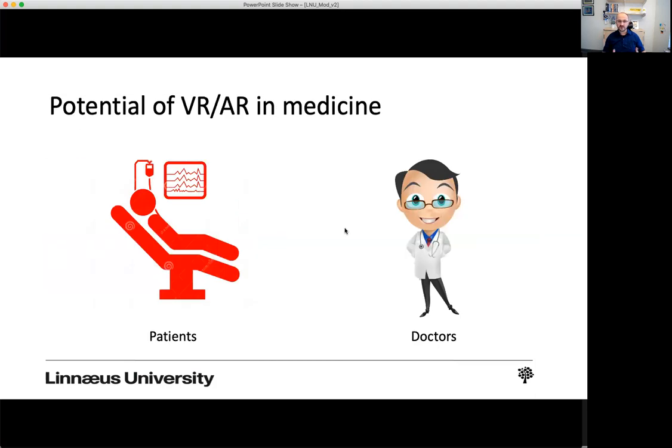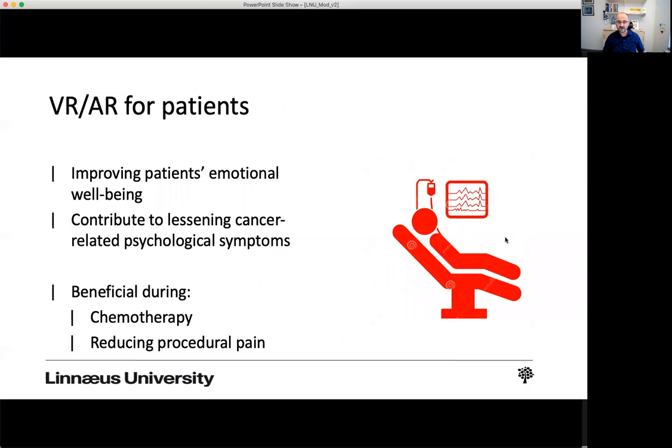VR and AR can be used in medicine, and there are some examples of how this technology has been used in medicine, especially for patients and doctors. An example of what VR and AR can be used for with patients is to improve the patient's emotional well-being.